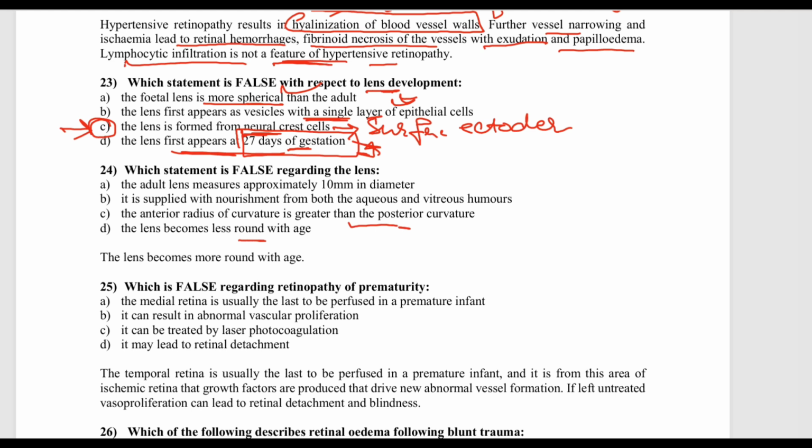So we have to choose the false statement, and this is false: the lens becomes less round with age. No, it becomes more round with age. Remember that.